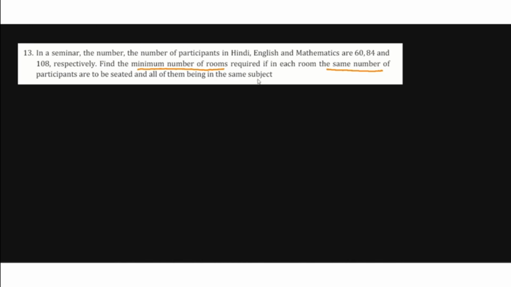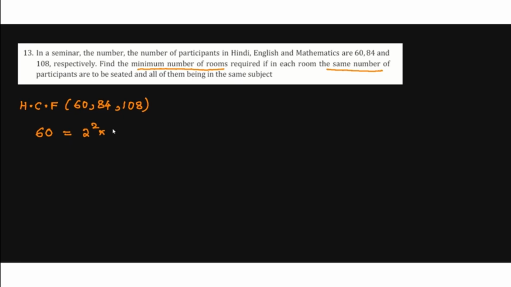Before finding the minimum number of rooms, I have to find the minimum number of participants who are to be seated in each room. So it should be minimum and it should be equal for all the members from various subjects, right? So we are going to take the HCF of 60, 84 and 108. Now this can also be done using the long division method or Euclid's division lemma, but I am just doing the normal prime factorization method.